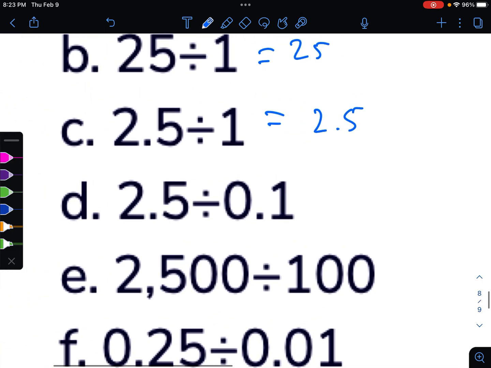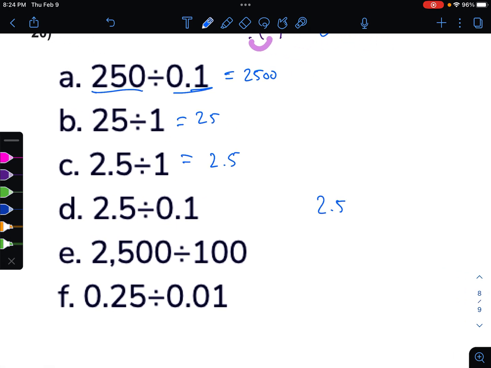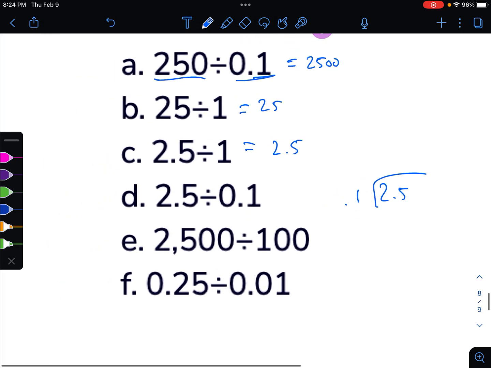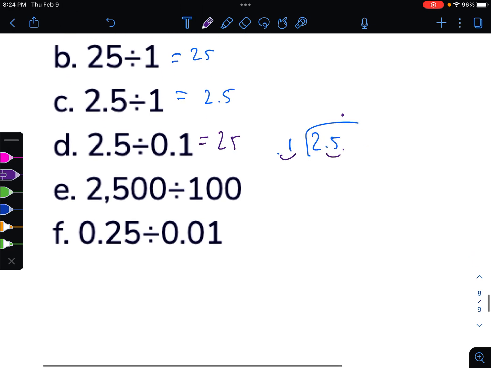Let's look at this guy. Now, this number is on the outside. Let's take a look: 2.5 divided by 0.1. I can't have a decimal here, so I have to move the decimal one place. So this is 25 times 1 again. This also equals 25. There's a whole lot of 25s going on here.